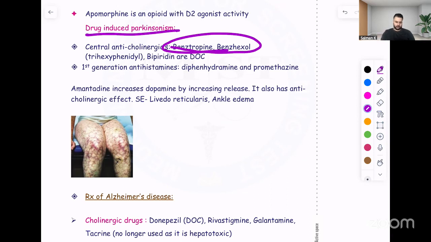Earlier, we used to use one antiviral drug called amantadine. We don't use it anymore because we got better drugs. Why would we use unnecessary drugs when we have good drugs now? Okay, so it causes one thing called livedo reticularis.